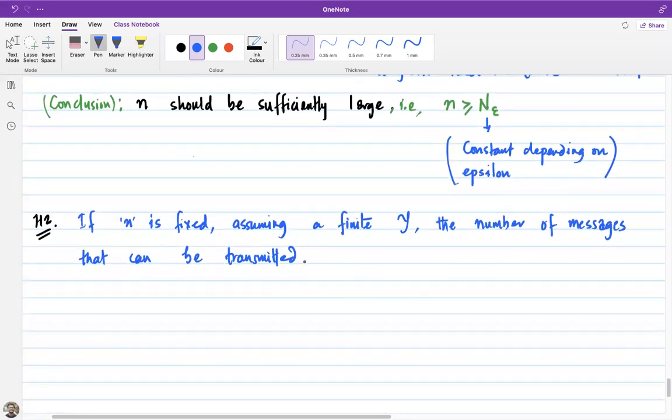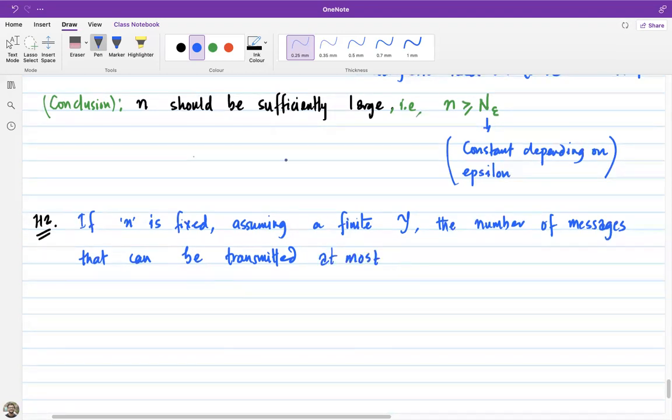So as of now, I don't care about the epsilon probability and all. I'm just asking you a question: if n is fixed, that is, the encoding length is fixed, then assuming that you have a finite output alphabet y, what is the number of messages that can be transmitted at most?